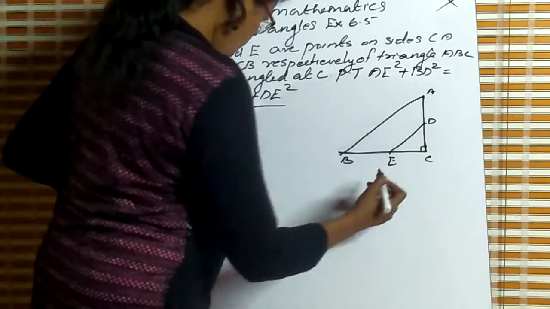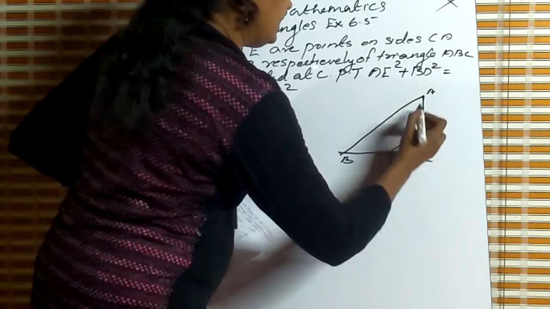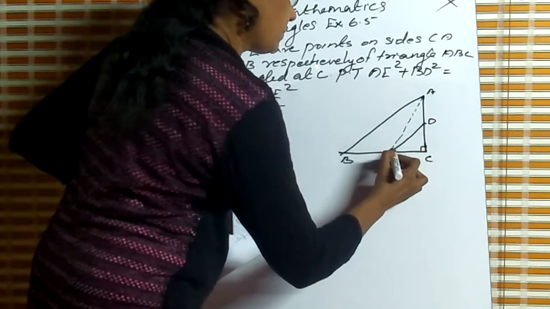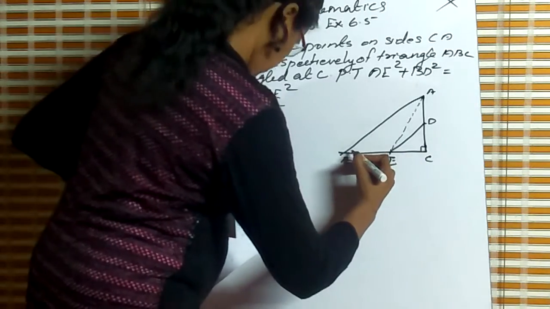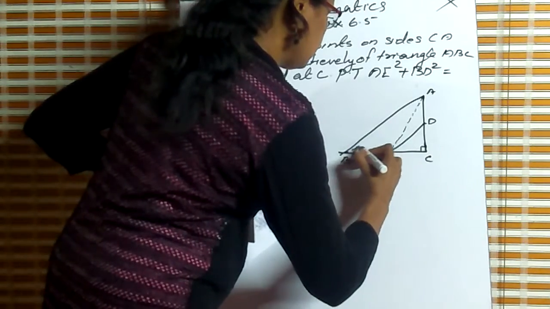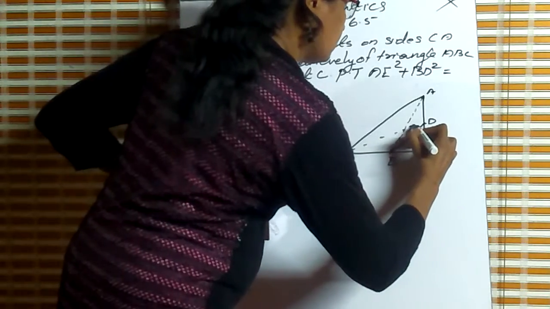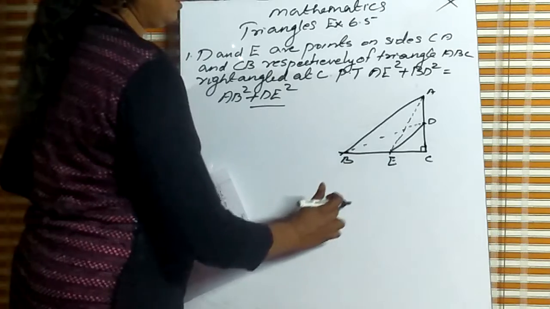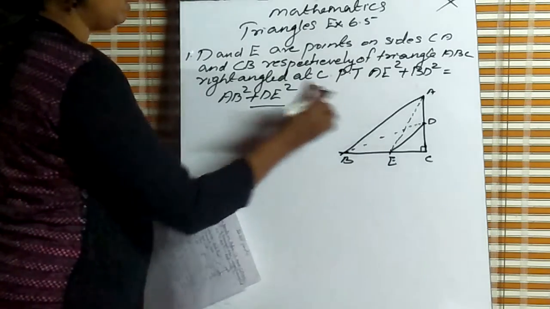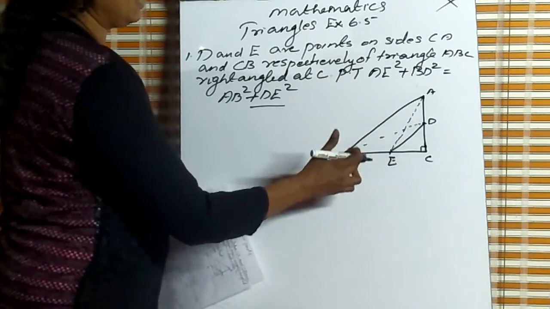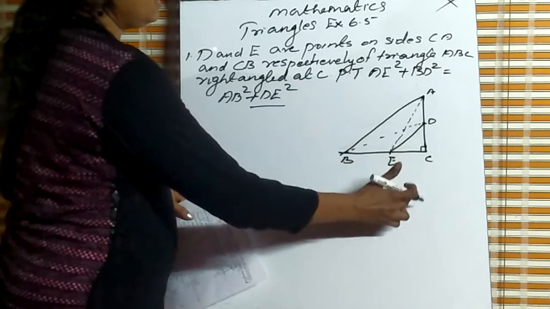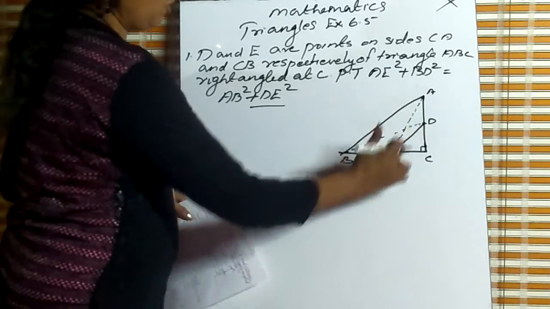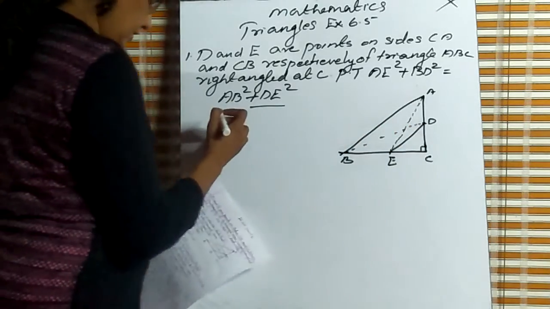For that, we join AE. Then join BD. To prove this, join AE, then BD. What is given here? We have a right triangle ABC, right angle at C, D and E are points on AC and BC. Then join AE and BD.